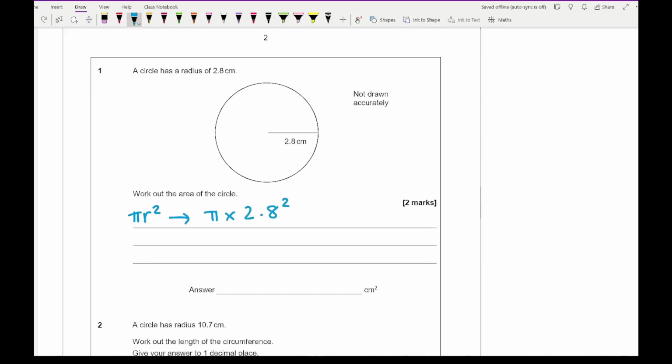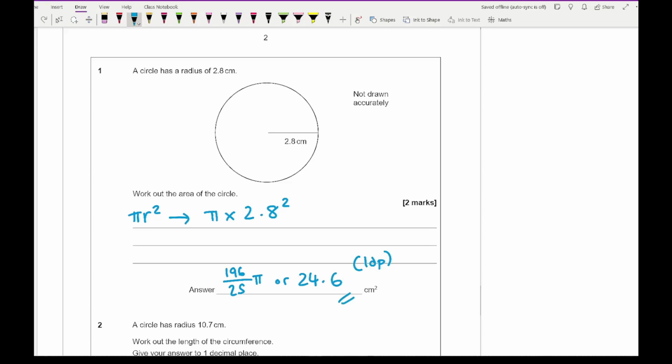So on the calculator, if I just type in pi times 2.8 squared, it gives me an answer of 196 over 25 pi. So that's the answer in exact form. Or if I press the decimal equivalent button, it gives me 24.6, and that's to 1 decimal place.